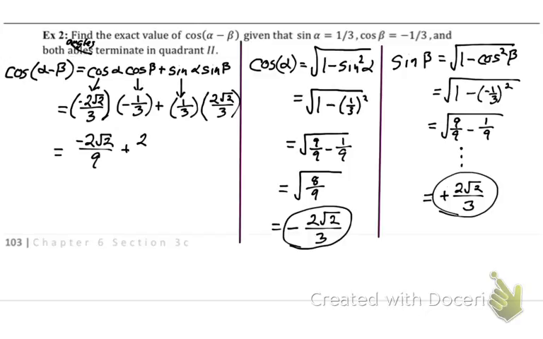It should be positive. Whew, slow down, Mr. Pagan. Because I have a negative times a negative gives me a positive 2 square root of 2. The other side is going to be 2 square root of 2 as well, over 9, which is going to equal 4 square root of 2 over 9.